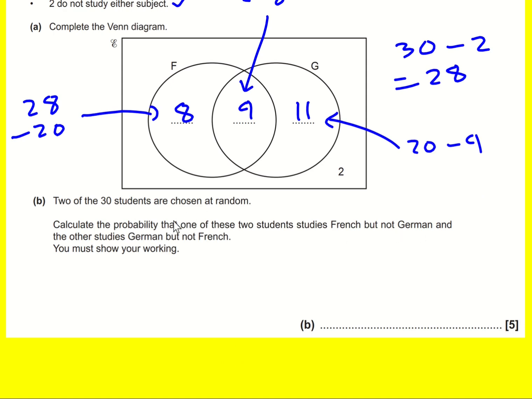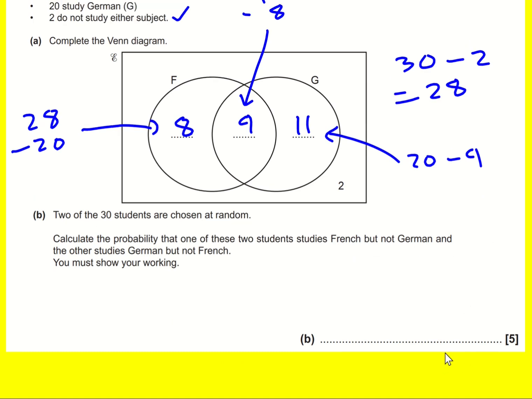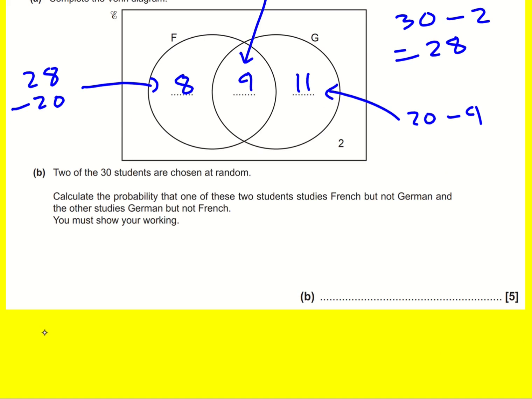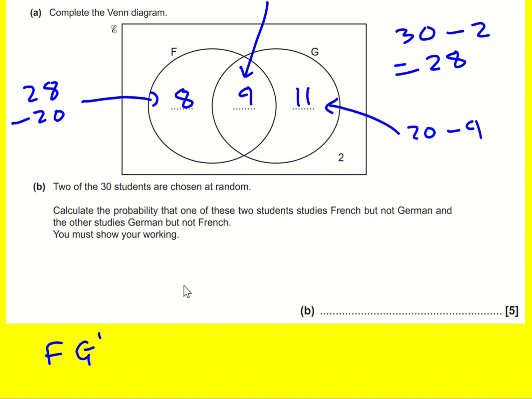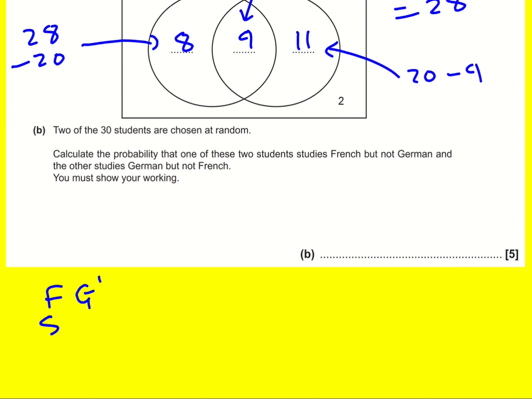So let's calculate the probability that one of them studies French but not German. So let's say the first person is French but not German. I'm going to use a little dash there to mean not German. What is the probability of that happening if they were the first person? French but not German would be these 8 people here. It's going to be 8 over 30.